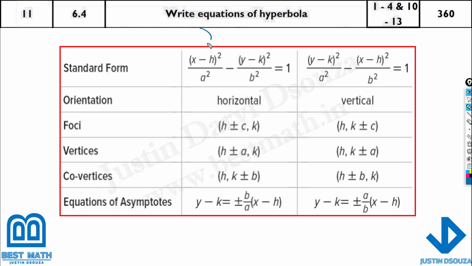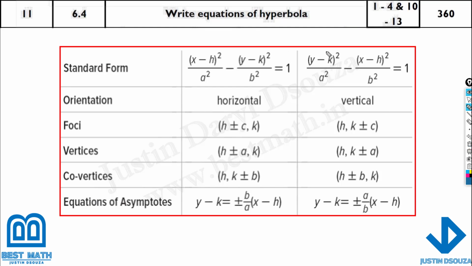If the orientation is horizontal, that means the two hyperbolas are like this. Vertical means something like this. These are the formulas. Here as well, similar to the ellipse, if it's horizontal, it's along the x-axis. X is first, divided by a squared. Y is next. What is the difference then? It's just the sign. If I put a plus over here, it's an ellipse. It's a hyperbola when it's minus.